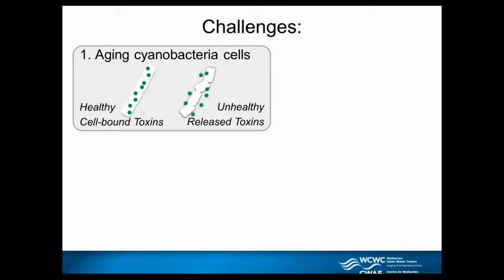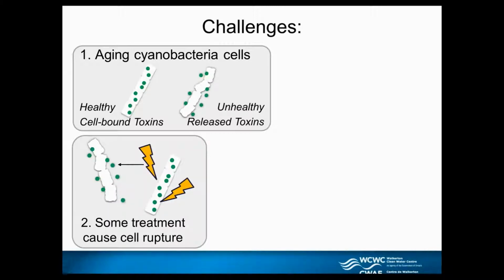As the bloom starts to age, the cell walls start to degrade, and then these toxins are released into the environment. So these are considered your unhealthy cells, and they can release toxins into the environment. Because of that, there's a difference in how you can handle both forms, whether they're cell-bound or released toxins. As the bloom ages, we do see 2 different forms.